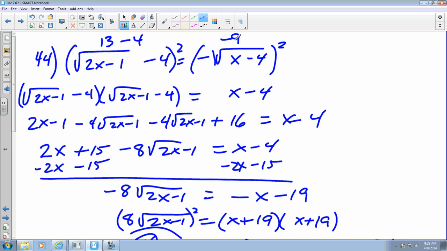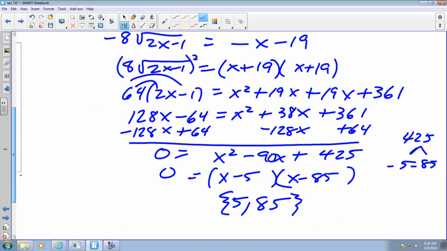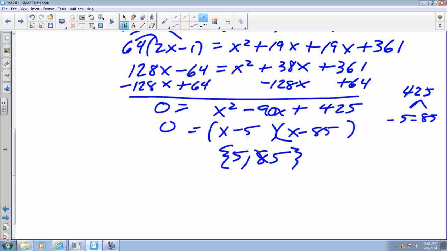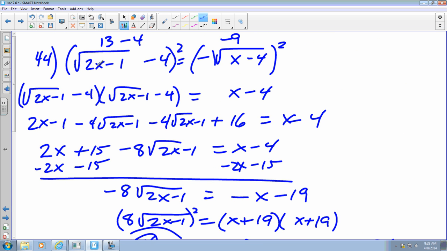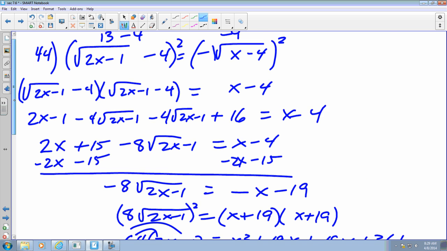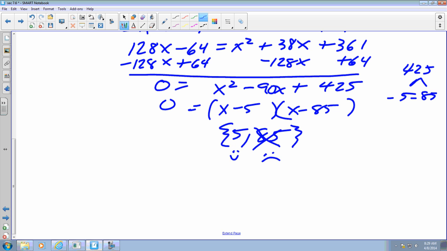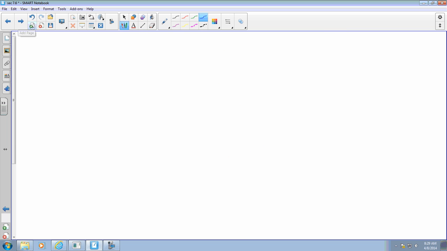Is 9 equal to negative 9? No. So we know that this, even though it says it's an answer, we have to cross it off because that's an extraneous root. If we plug in 5, it works out. 2 times 5 is 10. 10 minus 1 is 9. The square root of 9 is 3. 3 minus 4 is negative 1. 5 minus 4 is 1. The square root of 1 is 1. 1 times negative 1 is negative 1. So negative 1 equals negative 1 is a true statement. So we know that this is not an extraneous root. Let's take a look at the next one. Number 47.